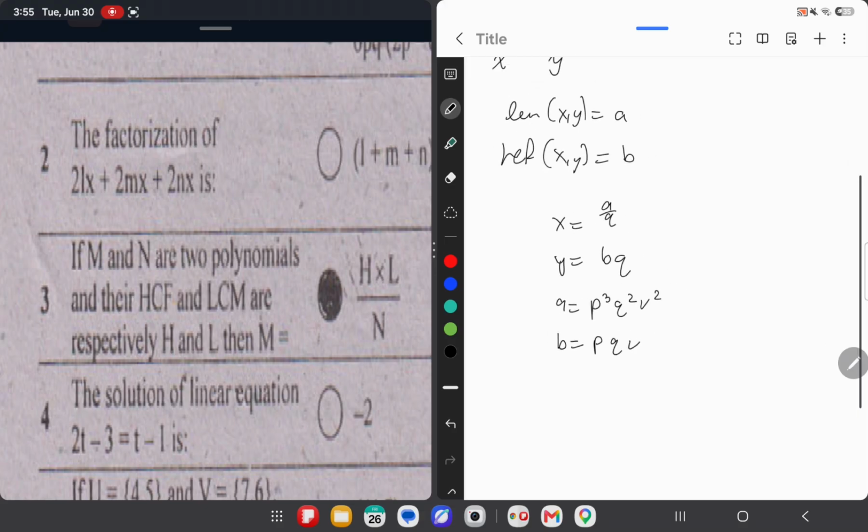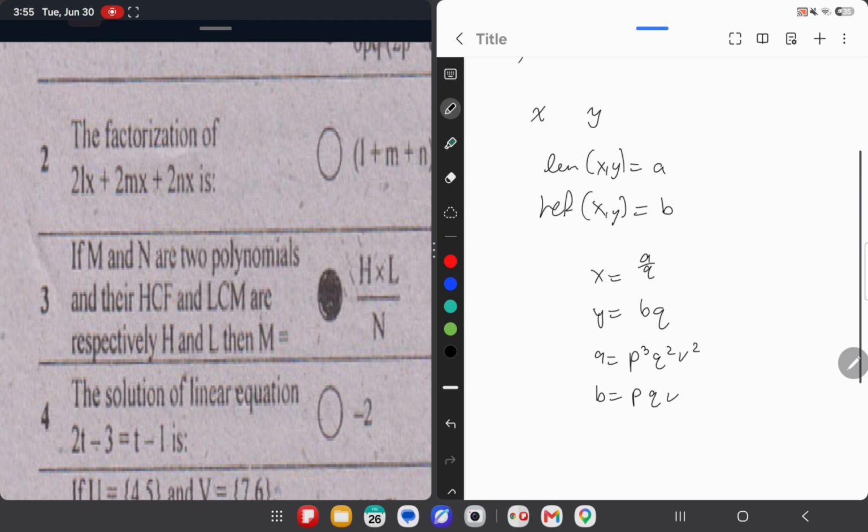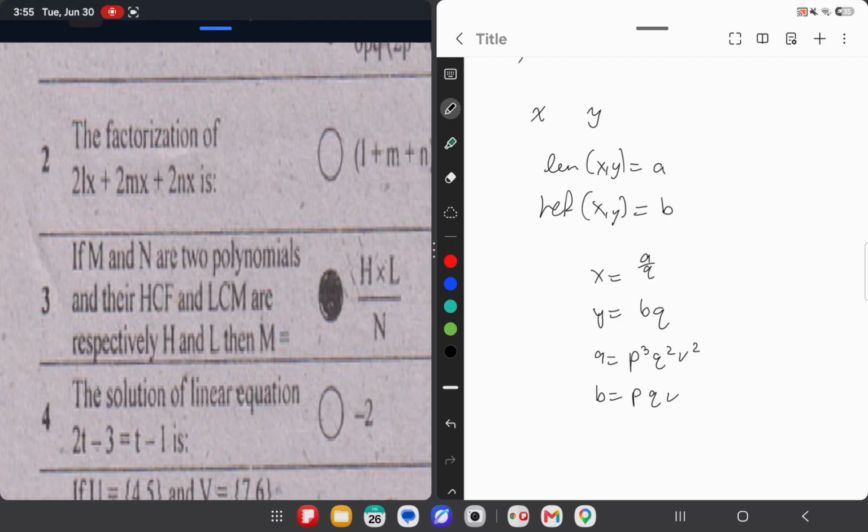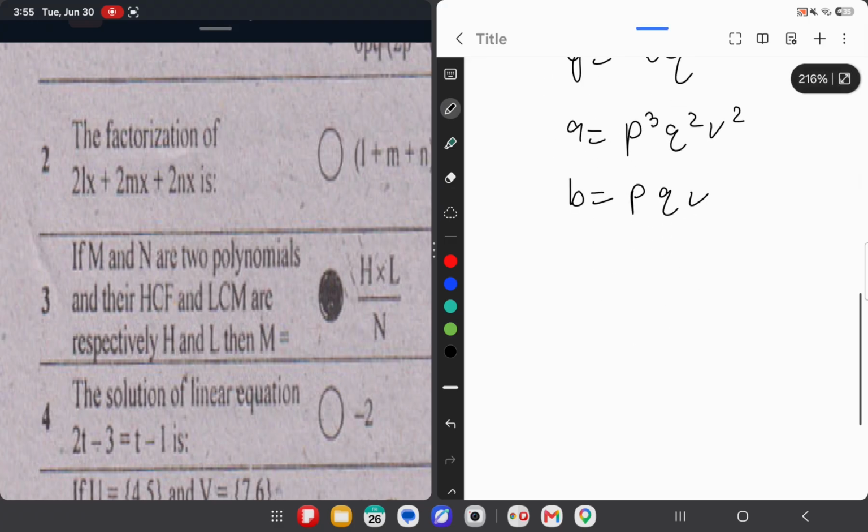Now we need to ask ourselves, what is m? HLN? To be honest, I don't even know how this works, because in O levels you are taught by doing something. h and l multiplied? Oh, this uses that thing where the multiplication of HCF and LCM gives us something, some damn thing.